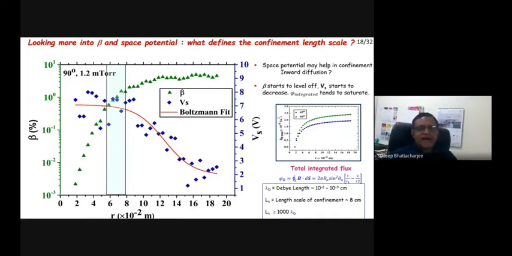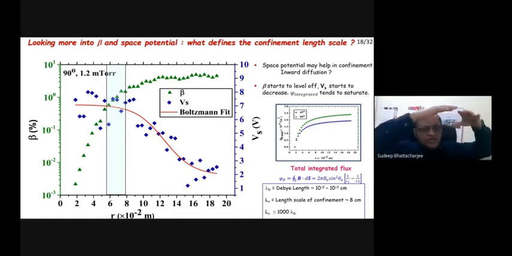So let us again come back to this figure. I have plotted beta in the left y-axis and the radial distance in the x-axis. In the right y-axis, I have plotted the plasma space potential. Now, what is the space potential? This is proportional to the plasma density, or you can think like this: wherever there is a higher concentration of charge, you will have a higher potential. This is from basic undergraduate physics. So the space potential Vs gives you an indication of the density or the charge accumulation.